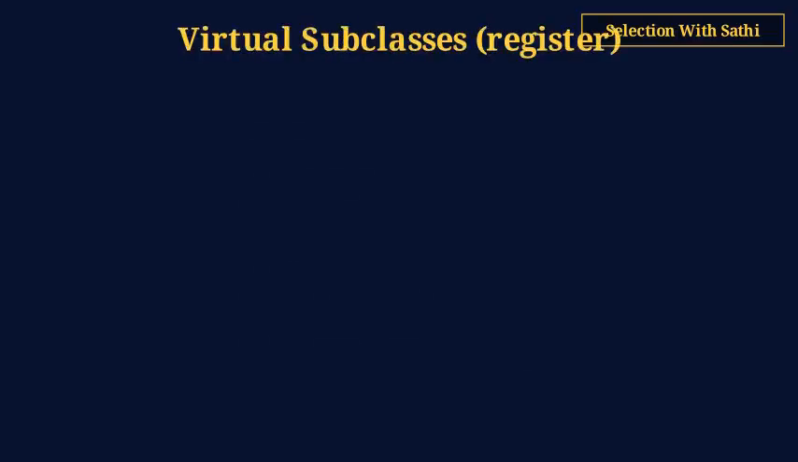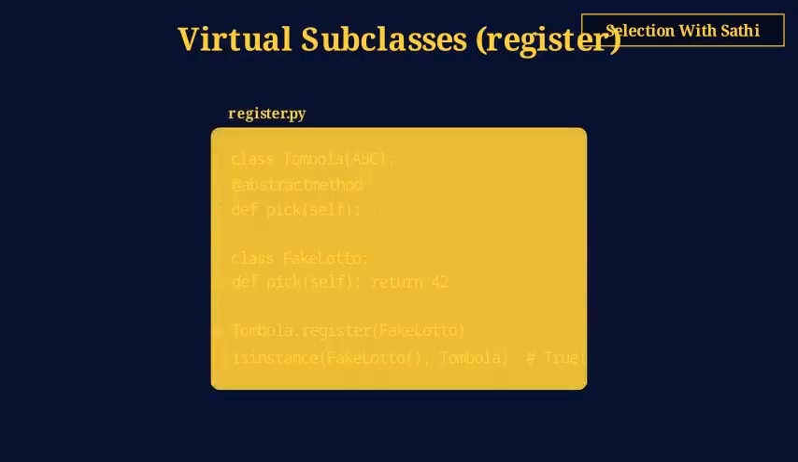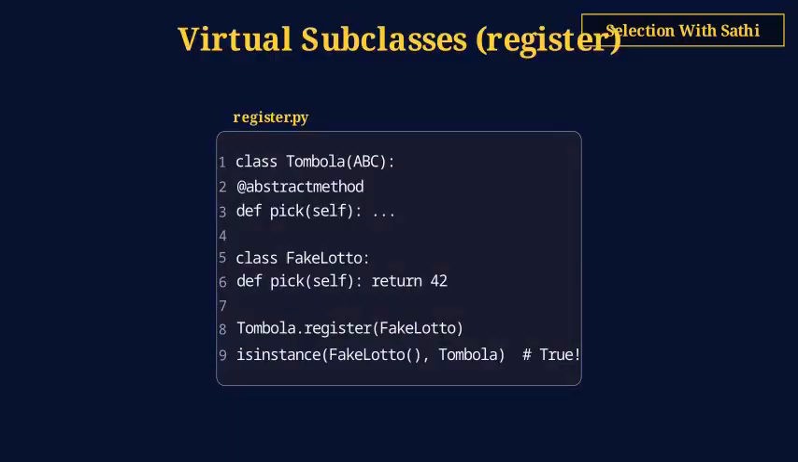Virtual subclasses let you register a class with an ABC without inheriting from it. Call MyABC.register passing the class you want to register. After registration, isinstance(obj, MyABC) returns True. But the registered class doesn't actually inherit any methods from the ABC. This is useful for third-party classes you cannot modify.